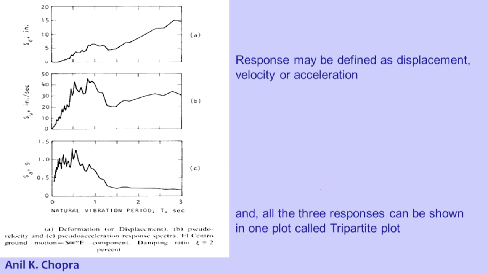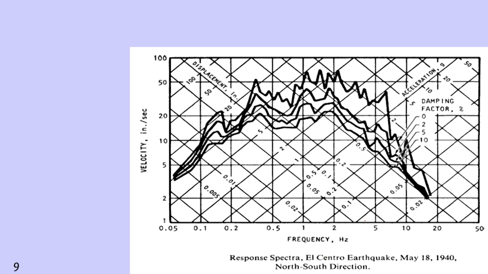Now you can see this one. This response quantity can be either displacement or velocity or acceleration. So chart A is showing displacement, B is showing velocity, and C is acceleration. Actually these three things are linked also. So all three responses can be shown in one plot, which is called a tripartite plot. We will discuss in subsequent lectures how to construct this tripartite plot, but let me show you what a tripartite plot is.